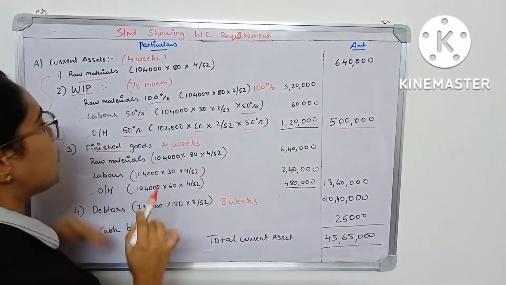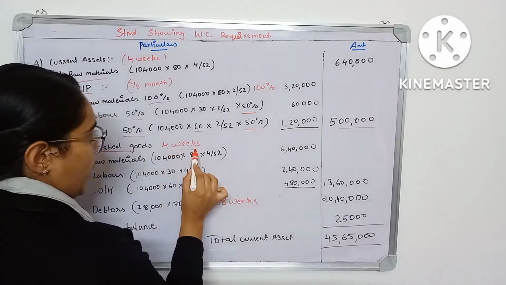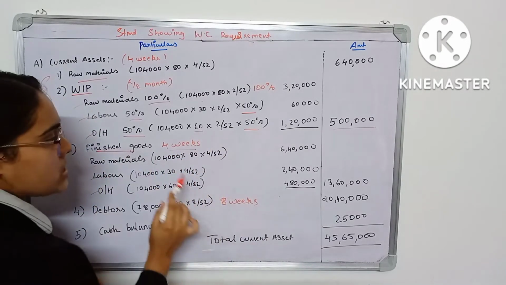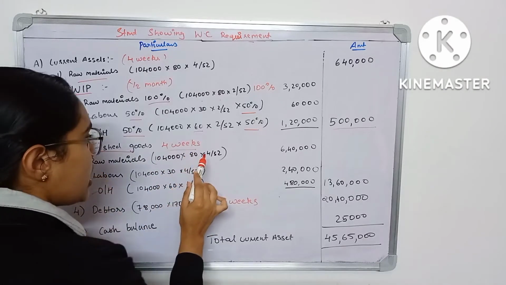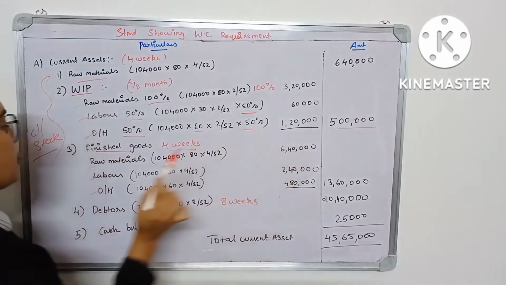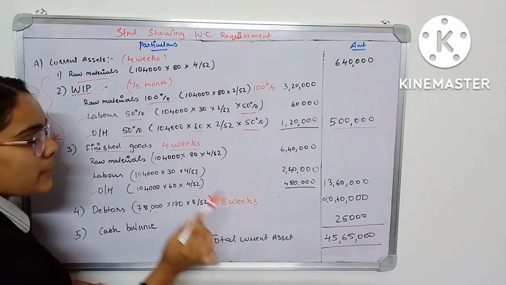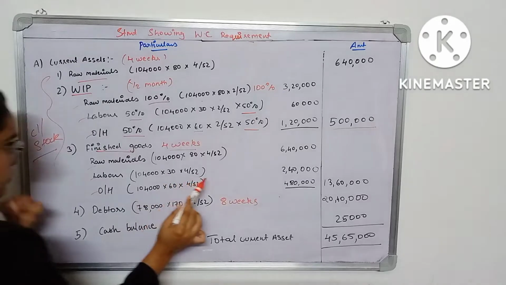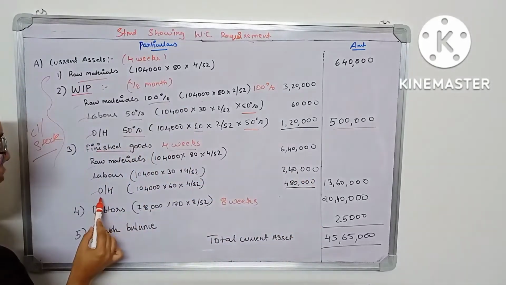Now moving over to finished goods. Finished goods are kept in stock for a period of 4 weeks. So for raw materials, the same procedure repeats: 1,04,000 into 80, that is per unit cost, into 4 by 52. You will get 6,40,000 rupees. Now coming to labor, you have the output and the per unit cost, and it is kept for 4 weeks. So into 4 by 52. Then you will get 2,40,000. Same in the case of overhead.